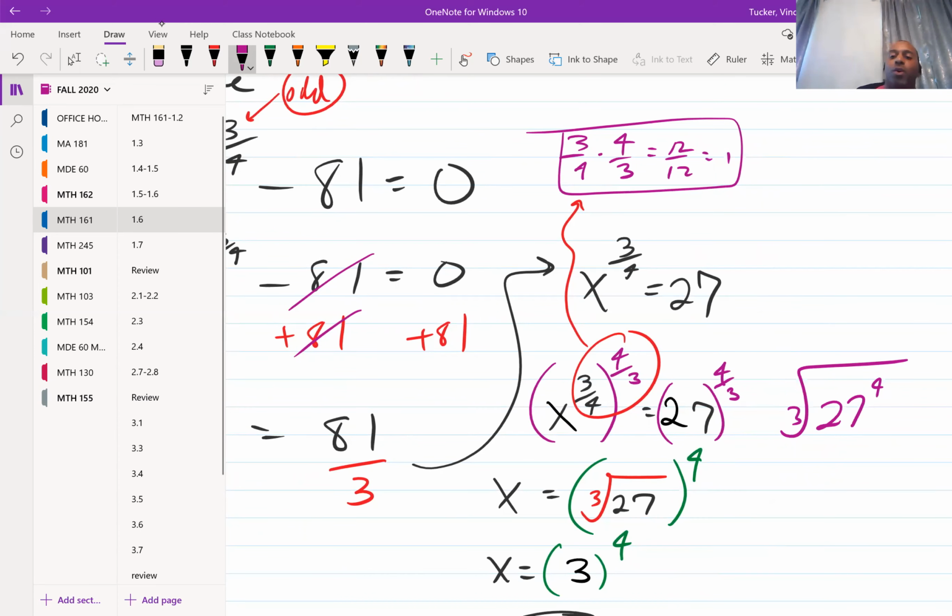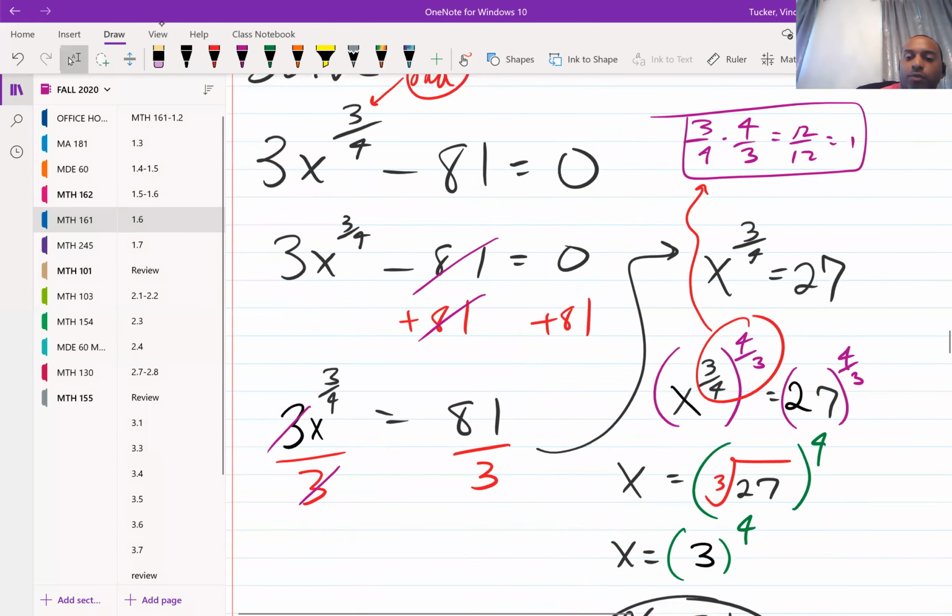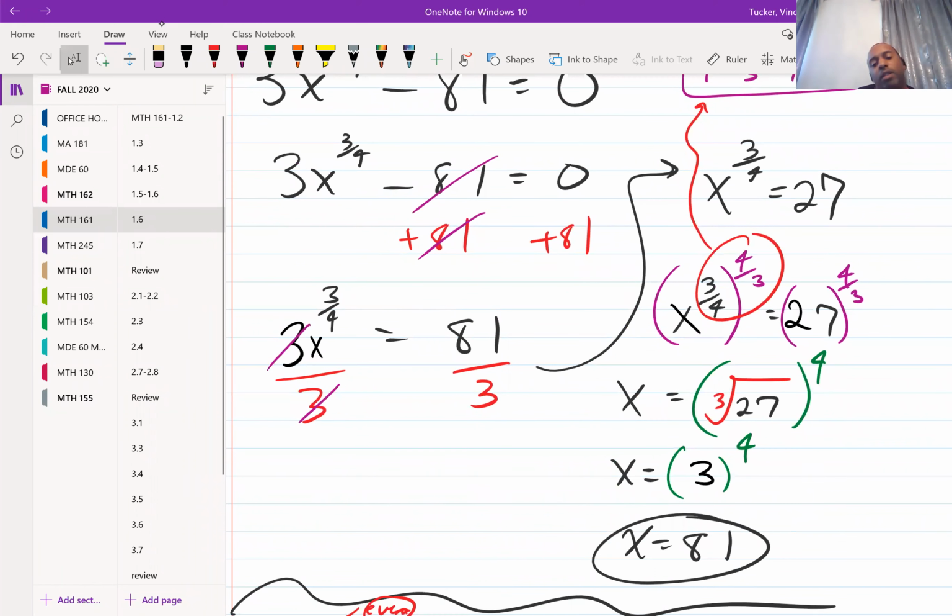So what I would do is apply the cube root first and then raise it to the 4th power. That's what I did here. Like I said, the positioning only matters if you're doing it by hand, like I'm doing right now. So the cube root of 27 is 3, and then 3 to the 4th power is 81. And that is my answer.